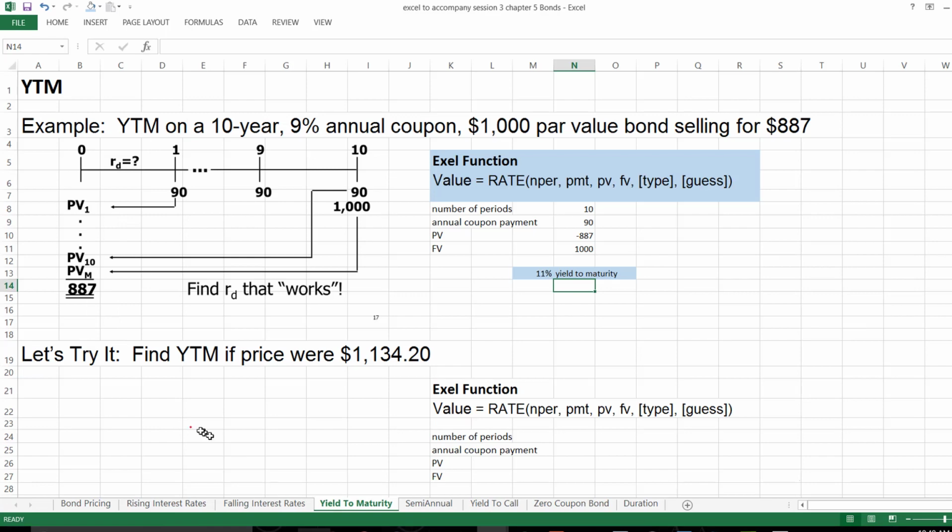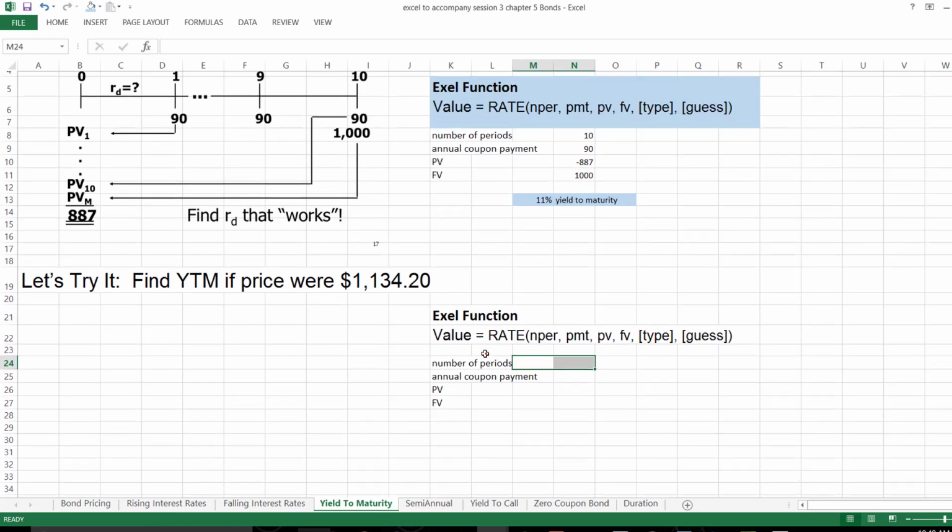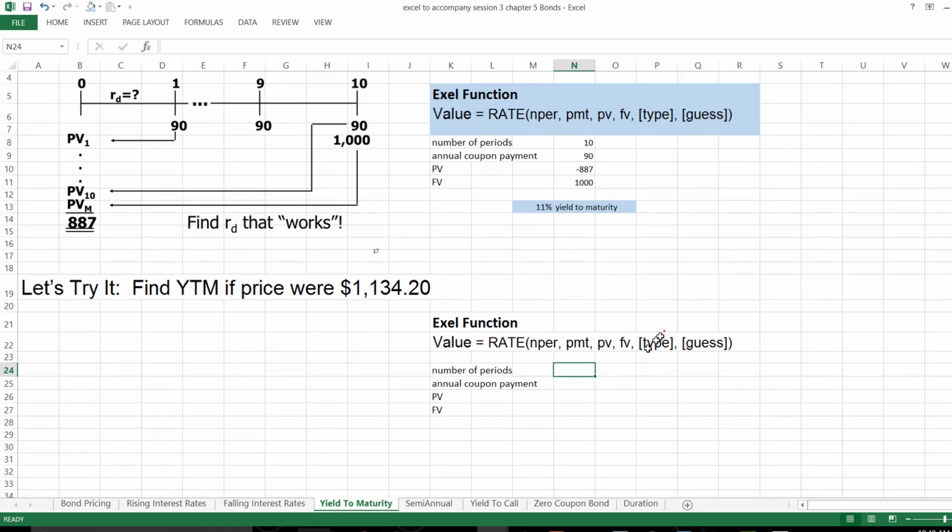So let's do that here. I just replicated the information here again. So let's just do this together. What are the number of periods? It's still 10. What is the coupon rate? It's still the same, or 90. What's the PV? This is what changed, right? Because now we're paying a different amount. Negative 1134.2. And what's the future value? Still the same. It's the face of the bond, 1,000. So now we're ready to go.